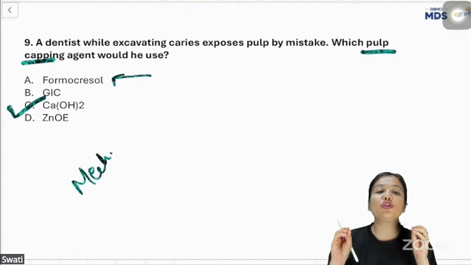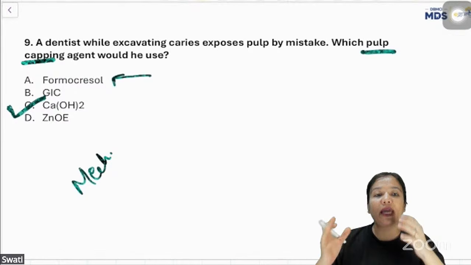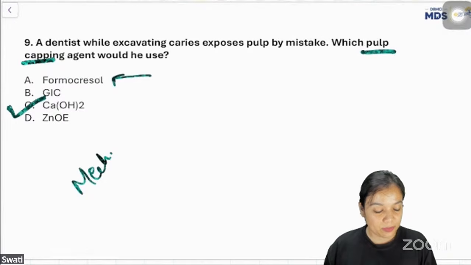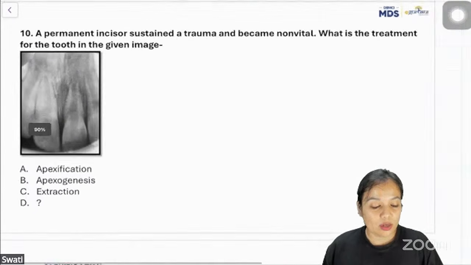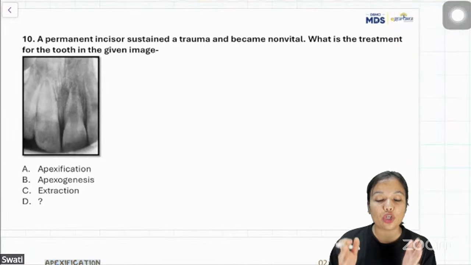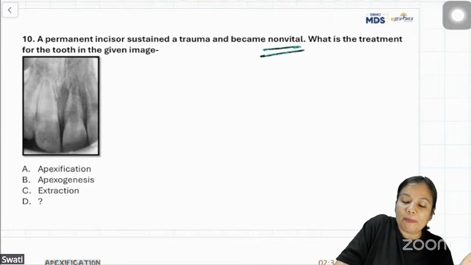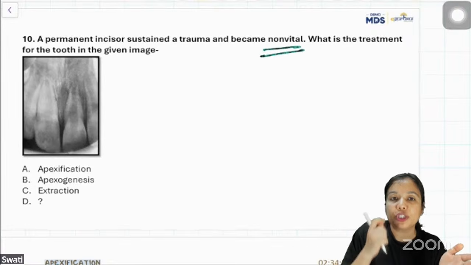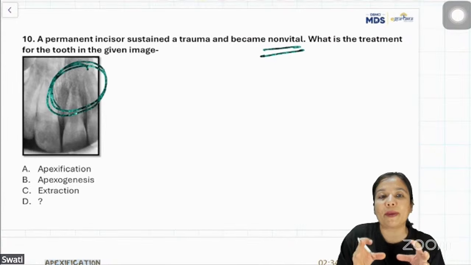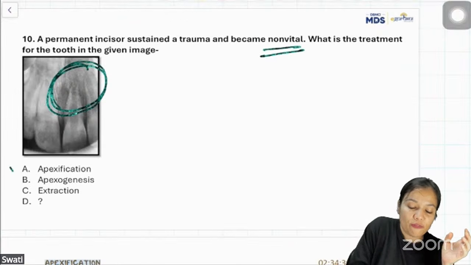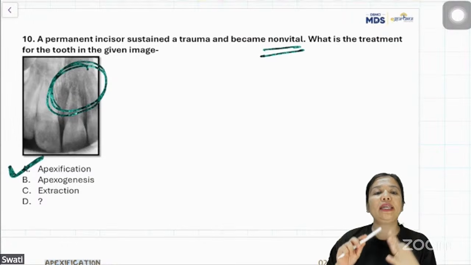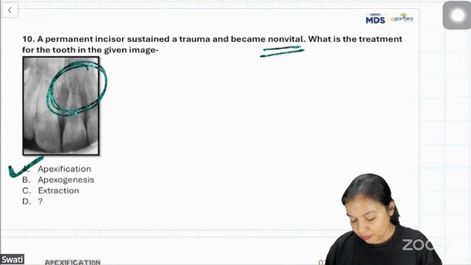And if they had only said that there was a mechanical exposure or pulp exposed by mistake, then you go for calcium hydroxide. Right? Okay. Now, question number 10 was, a permanent incisor sustained a trauma and became non-vital. So it had become non-vital. What is the treatment for such a tooth? It is a young permanent tooth. You can all see the apex is open. So undoubtedly, you will go for an apexification. Permanent tooth, it is non-vital and it has an open apex. You go for apexification. Okay.